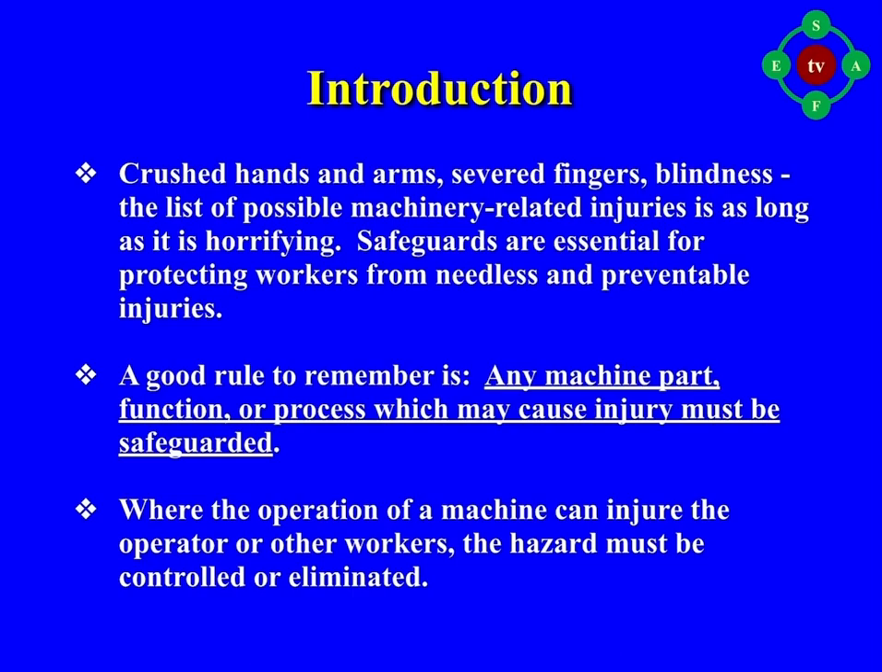Introduction. Crushed hands and arms, severed fingers, blindness. The list of possible machinery-related injuries is as long as it is horrifying. Safeguards are essential for protecting workers from needless and preventable injuries. A good rule to remember is any machine part, function, or process which may cause injury must be safeguarded. Where the operation of a machine can injure the operator or other workers, the hazard must be controlled or eliminated.